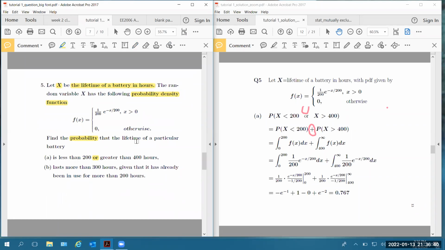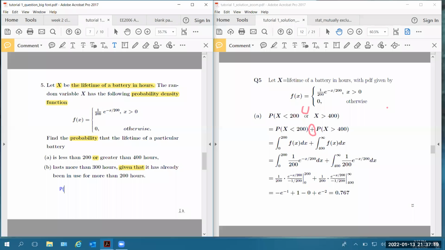Find the probability that X, the lifetime of a particular battery, lasts more than 300 hours, given that it has already been in use for more than 200 hours. Given means it tells you something already. It looks like a conditional probability. What is the probability that X is more than 300, given that it has already been in use for more than 200 hours? So let's write this down.